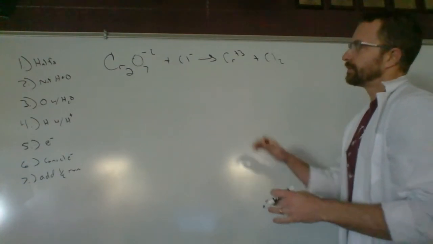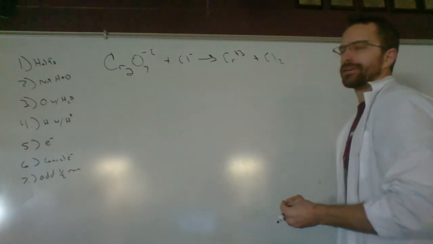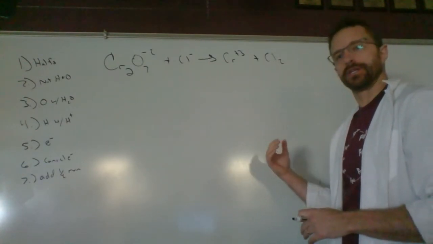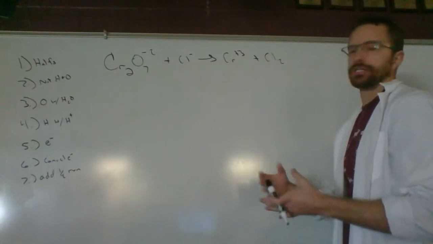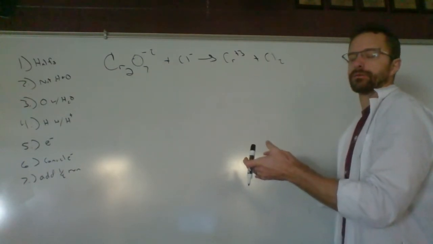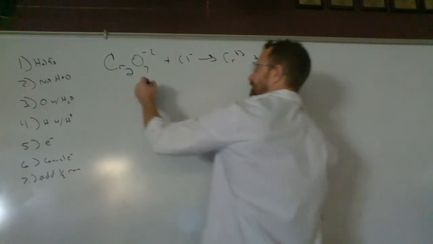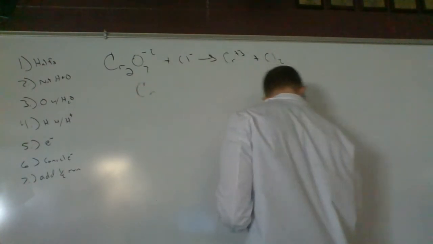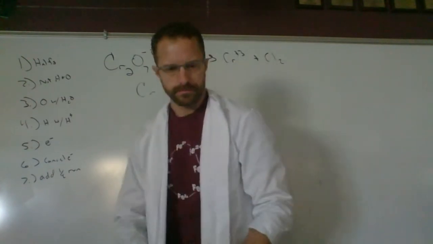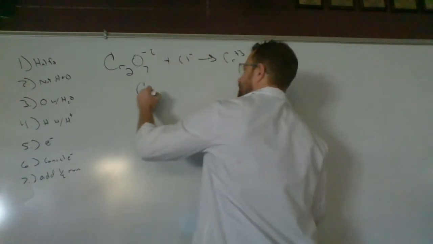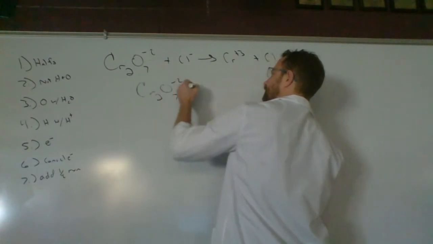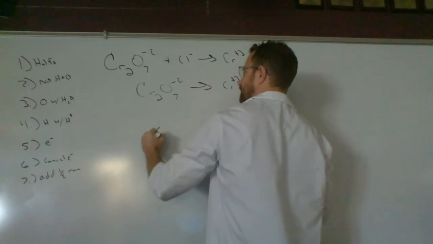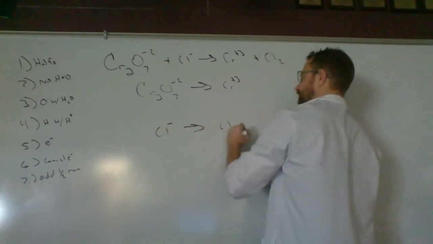So first thing we need to do is break this guy in half. You don't actually have to identify what's your oxidizing agent, what's your reducing agent, which one's getting oxidized, but that's what you're doing: separating it into a reduction half and an oxidation half. So I'm going to grab this first one, this marker is trash. Cr2O7 2- goes to Cr 3+. So that is one of my half reactions. My other half reaction is Cl- goes to Cl2.